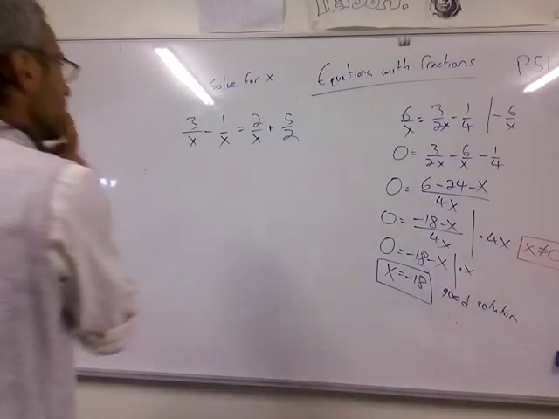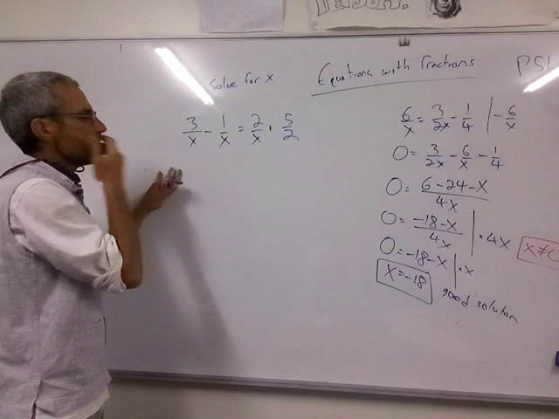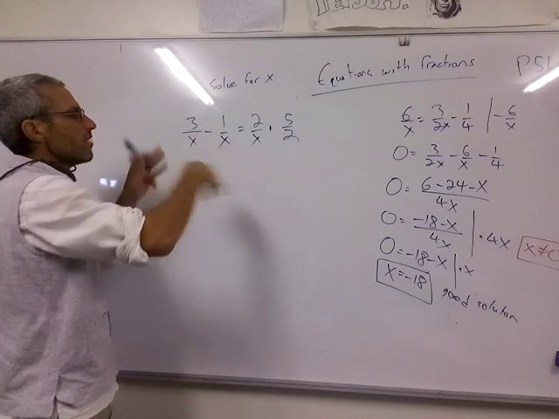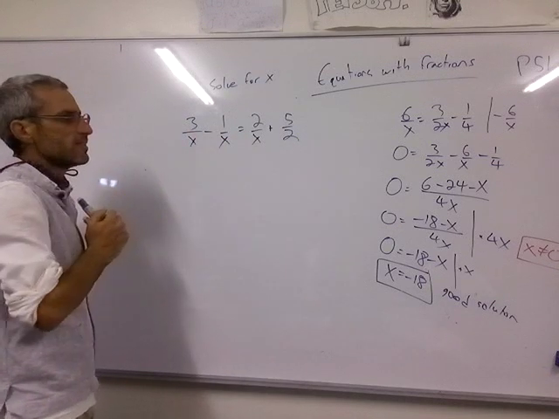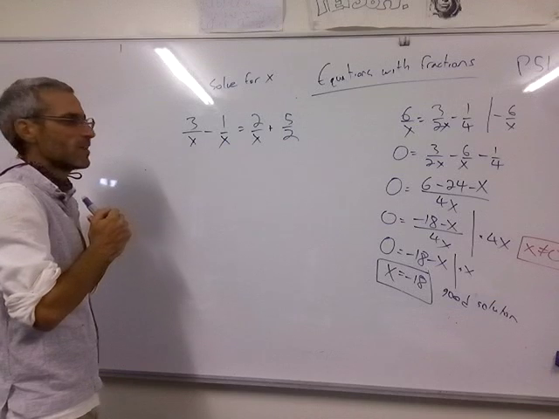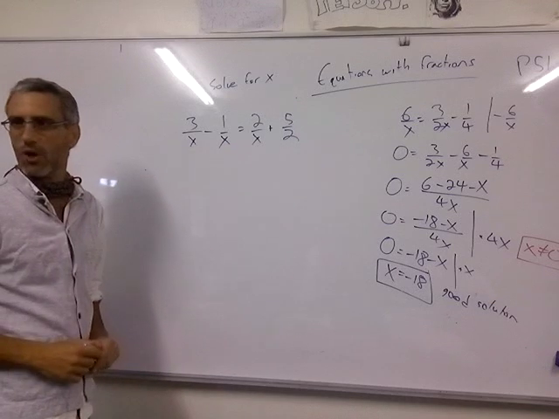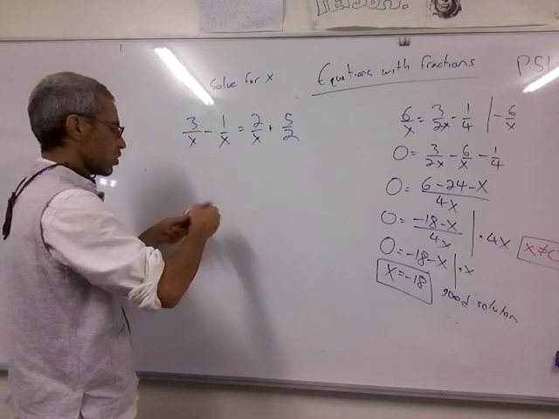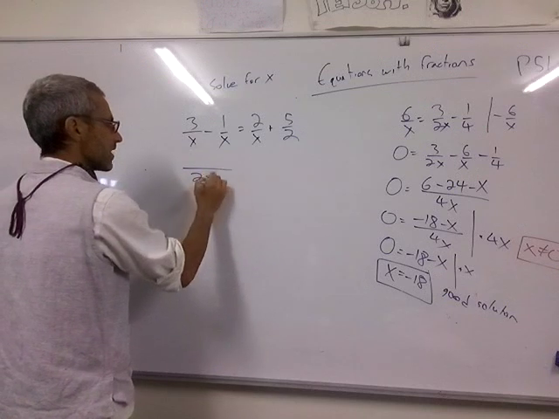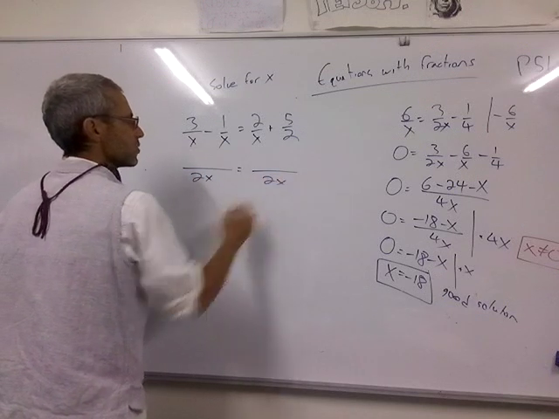Okay, so let's have a look at this one. And actually, at this point, I don't want to move everything to the same side. You'll see why in a second. I will do that later. Let's just find the lowest common denominator straight away. What's the lowest common denominator? 2x. Okay? So it's going to be something over 2x.